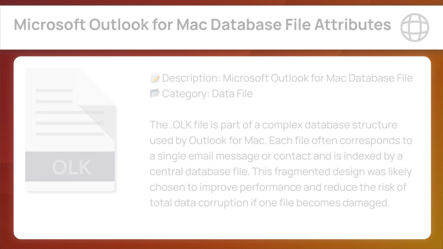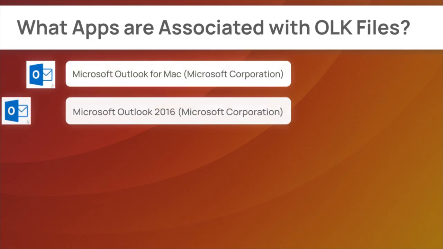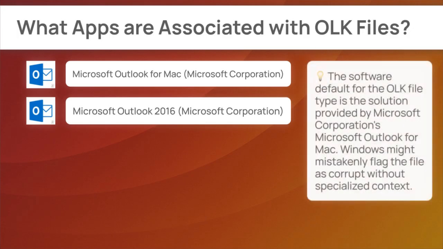becomes damaged. The best utility for reliable viewing of OLK is known to be Microsoft Outlook for Mac by Microsoft Corporation. Windows lacks necessary integrity checks, so safe handling requires approved software. Windows offers limited insight into these files, so interpretation relies on the application that generated them.